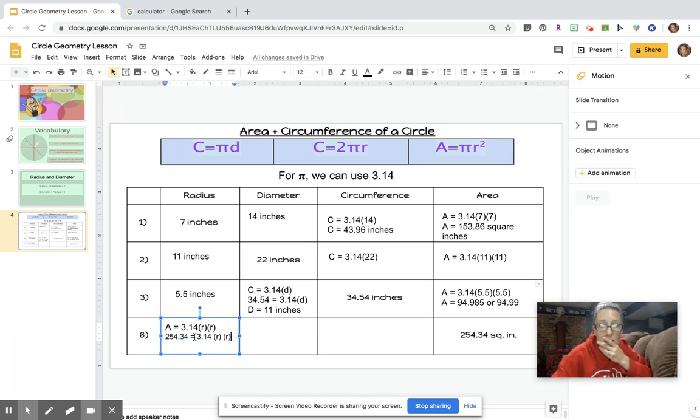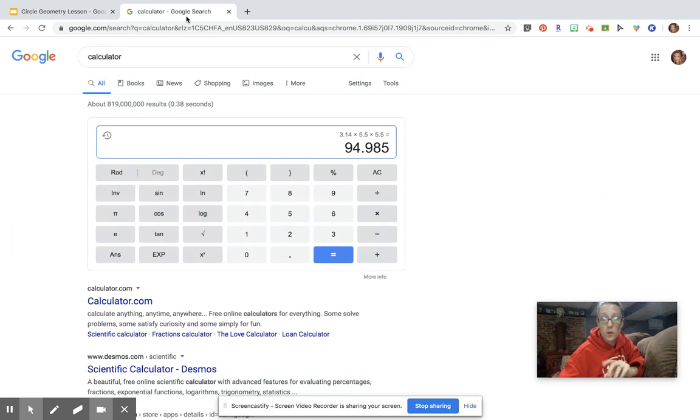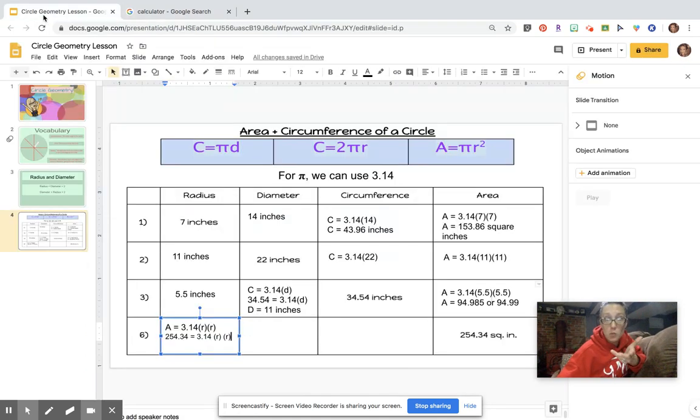Well, the first thing I need to do is get my variables by themselves, right? I need to get rid of this 3.14, and I do that by dividing. So I've got my 254.34. If I divide that by 3.14, so I can get my r's by themselves, I get 81, right? So it means I now have 81 is equal to the radius times the radius, right?